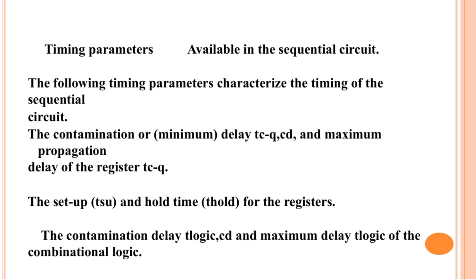Moving on to the combinational logic, we again have contamination delay, tlogic, CD, and maximum delay, tlogic, which indicate the fastest and slowest time signals can propagate through the logic circuitry. Lastly, the timing of the clock edges themselves, specifically the rising edges of CLK1 and CLK2, noted as TCLK1 and TCLK2, are measured relative to a global reference point. This timing relationship is essential for synchronizing the entire sequential system accurately. Understanding these parameters helps us design reliable circuits that function correctly within their timing constraints.